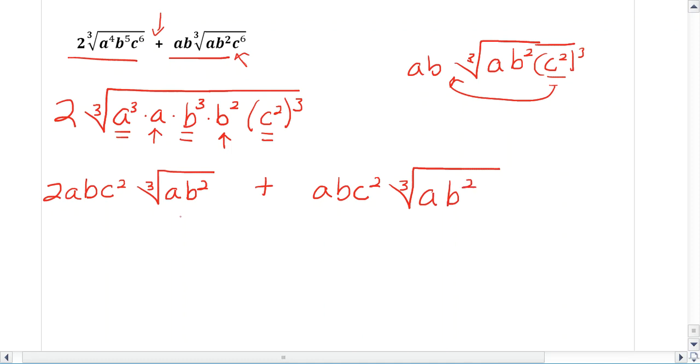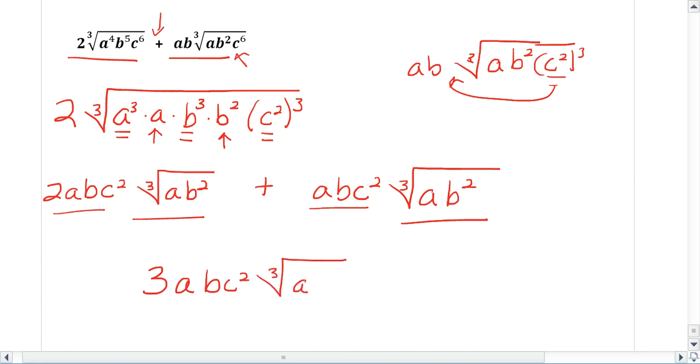Okay, look at that. We have a third root of ab squared term here and a third root of ab squared term here. So these can indeed be added together. Here's 2 abc squared of them plus 1 abc squared is now we have 3 abc squared third root of ab squared.